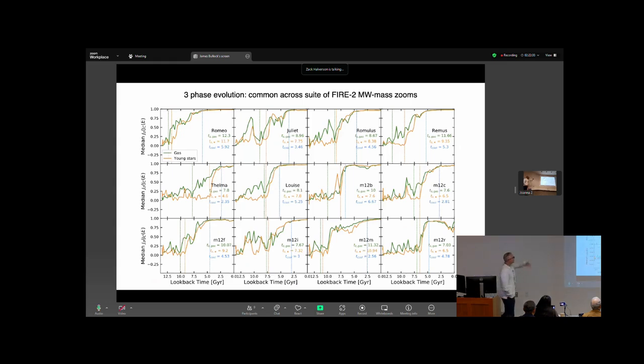We see this three-phase evolution in all of the FIRE-2 Milky Way suite that we've looked at. Again, the periods of time are sometimes the spin-up phase is very rapid, sometimes it takes a little bit longer, but generally speaking, things start off with random chaotic orbits. They have co-rotating spinning orbits and then very thin disk orbits at late times.